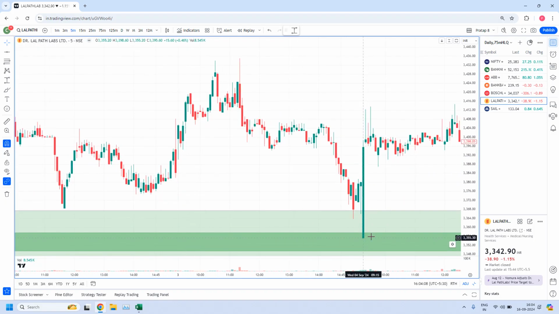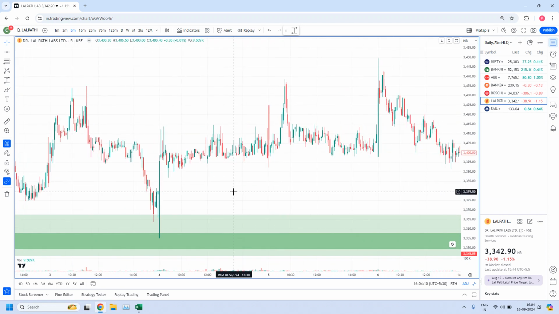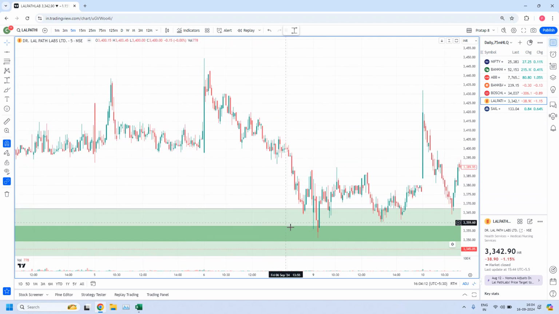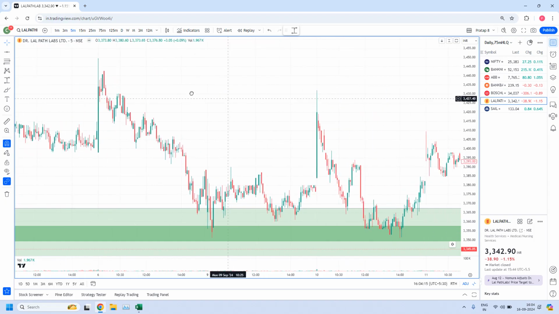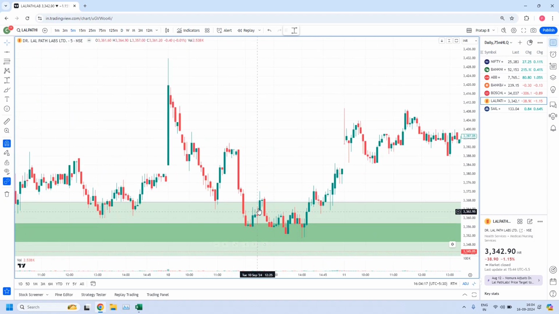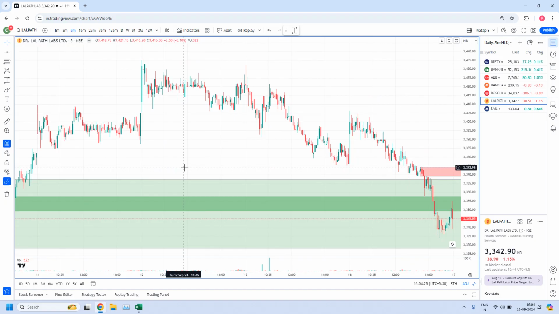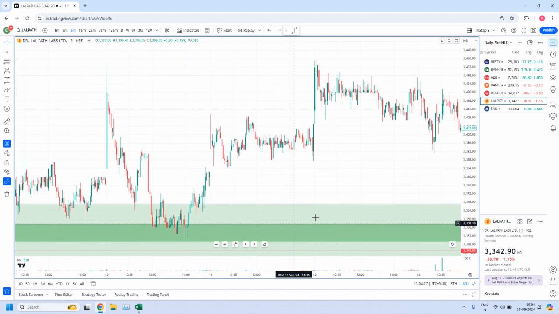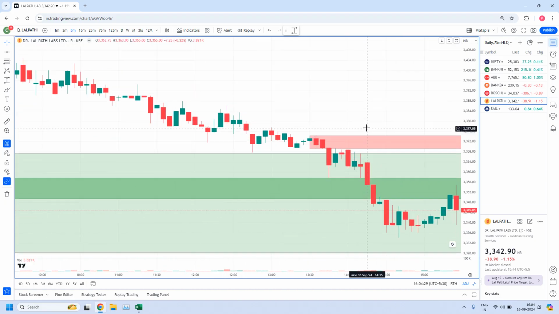Then again this is the second test. Then again this is the third test. This is the fourth test, the fifth test, the sixth test, the seventh test. So 7 times this zone has already been tested. And today this is the 8th test. See, after it tested, see the rejection and then how it moved.